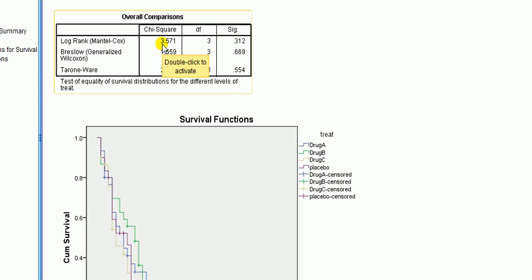So the log rank test statistic is 3.5 with 3 degrees of freedom, but more importantly, the associated p-value is 0.312, way bigger than 0.05, so we do not reject the null. All of these have the same null hypothesis. For the generalized Wilcoxon, the p-value is way higher than the log rank, about 0.67, so we do not reject the null. For Tarone-Ware, the p-value is 0.55, do not reject the null. So all three of them agree.